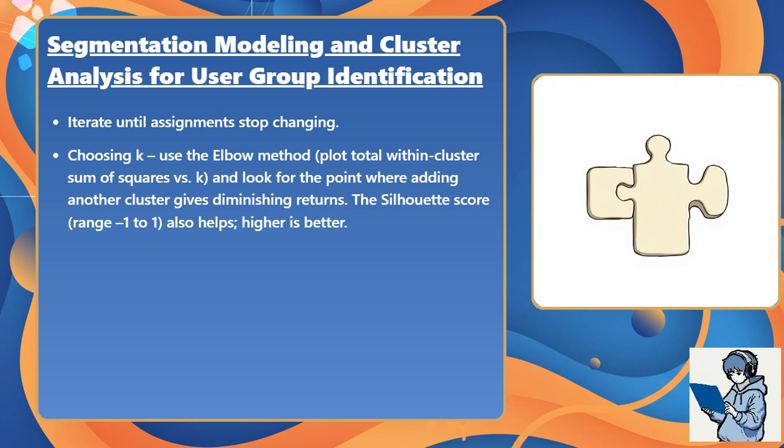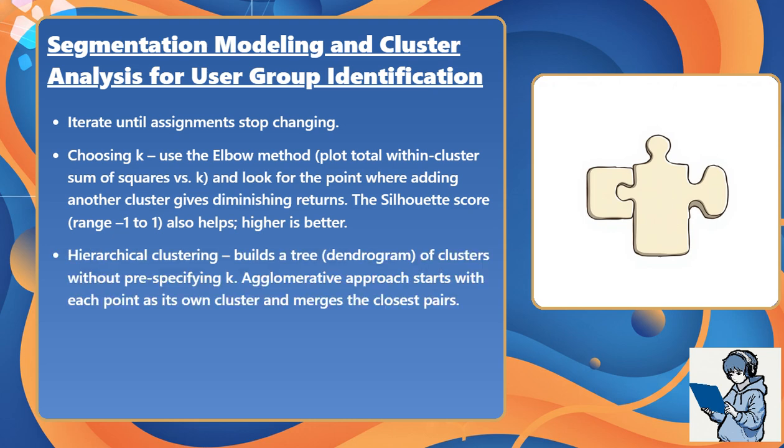Choosing K: use the elbow method, plot total within-cluster sum of squares versus K, and look for the point where adding another cluster gives diminishing returns. The silhouette score, range -1 to 1, also helps. Higher is better. Hierarchical clustering builds a tree, a dendrogram of clusters, without pre-specifying K. The agglomerative approach starts with each point as its own cluster and merges the closest pairs.